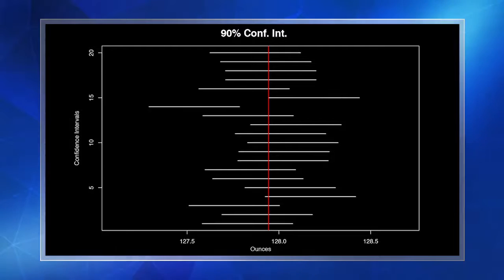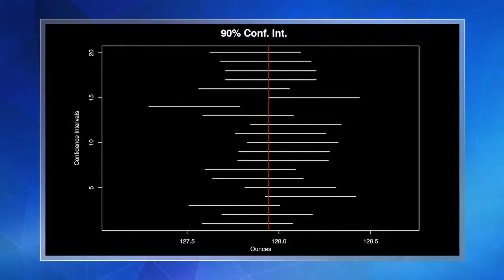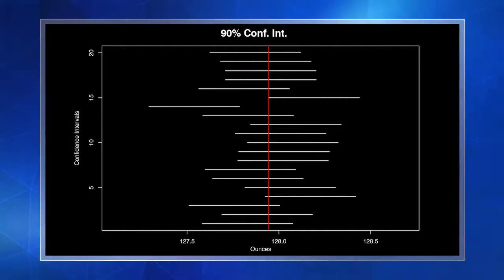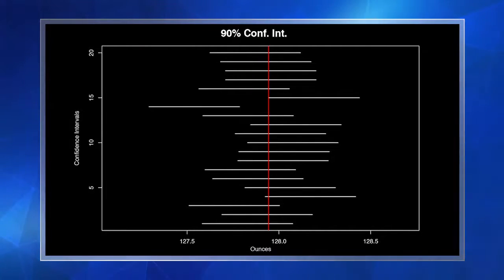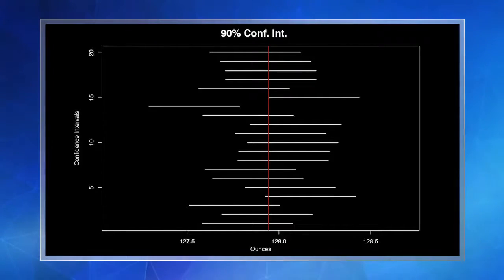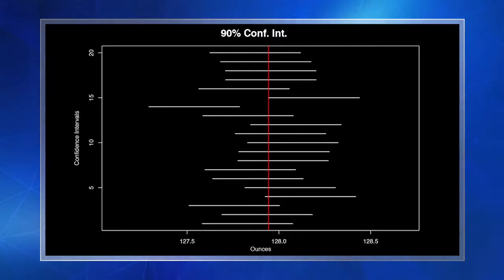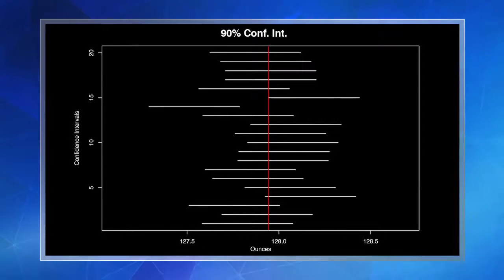You'll see that if you look down to around the 6th or the 7th line on that graph, it actually doesn't overlap the true population parameter. This is what we mean by 90% confidence. If I do it 20 times, I'm going to expect that a couple of those aren't really going to overlap the true mean all the time.